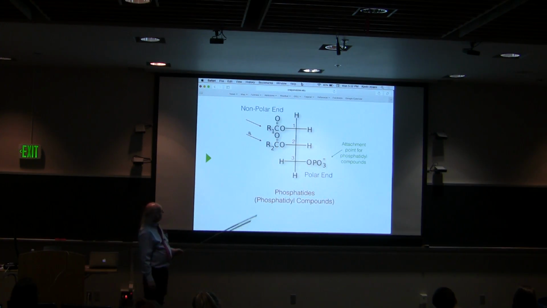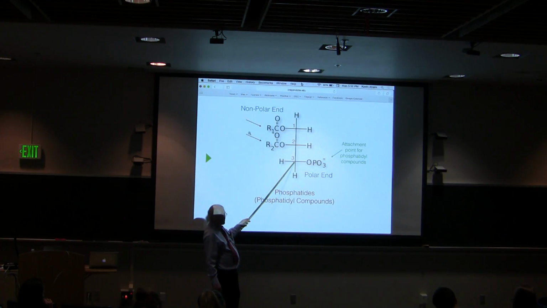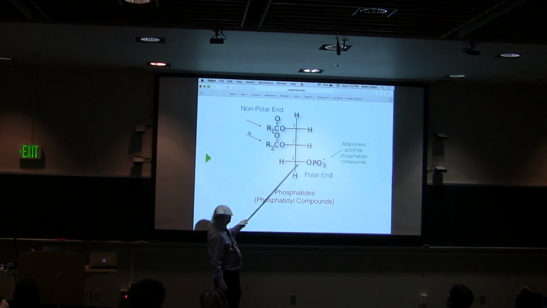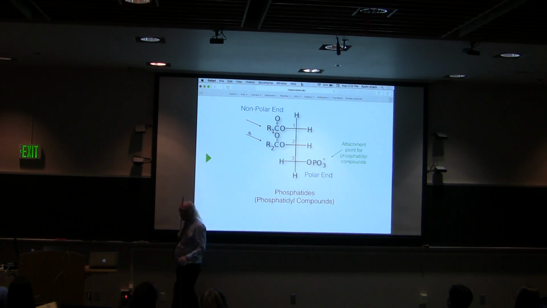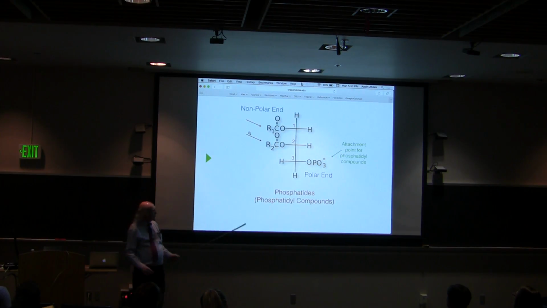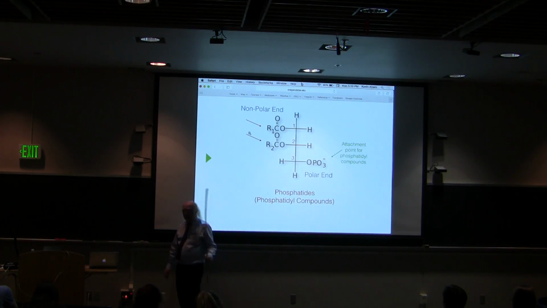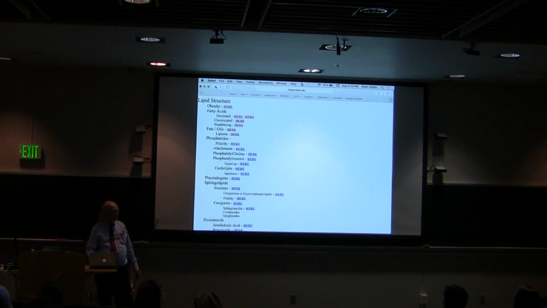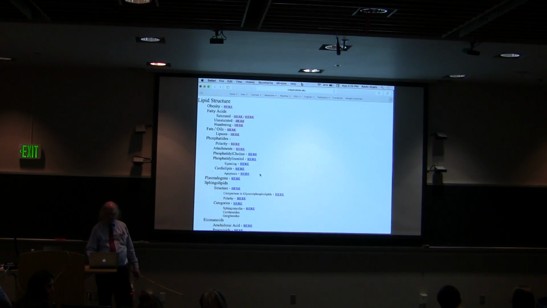Next, I talked about the glycerol phospholipids. These have a glycerol backbone, just like the fats do. They have 2 fatty acids attached instead of 3, and the third position is occupied by a phosphate. That phosphate becomes a point of attachment for other molecules like serine, ethanolamine, choline, et cetera. Those compounds are called phosphatides or phosphatidyl compounds, and they're very important in membranes. There are some of the compounds that are attached.